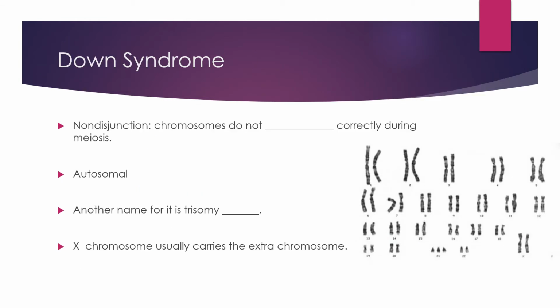All right, so Down syndrome is due to a non-disjunction, when chromosomes do not separate correctly during meiosis. What happens is we end up with an extra copy of a chromosome. Down syndrome affects the 21st chromosome, and you can see how there are 3, which is why another name for Down syndrome is trisomy 21, meaning 3 copies of that chromosome, 21 being the chromosome number that it affects.